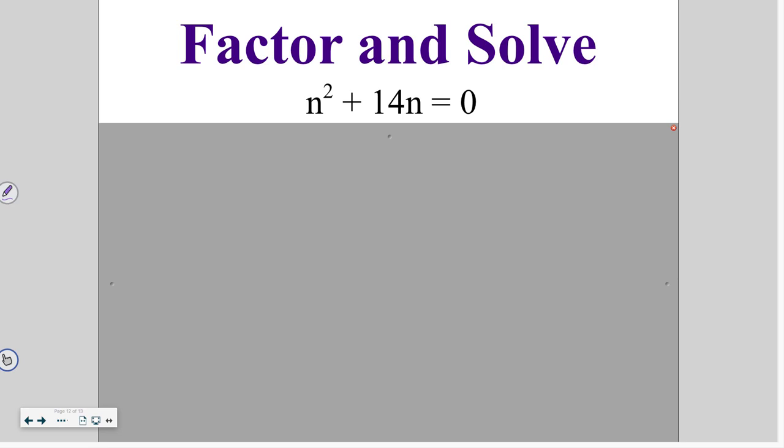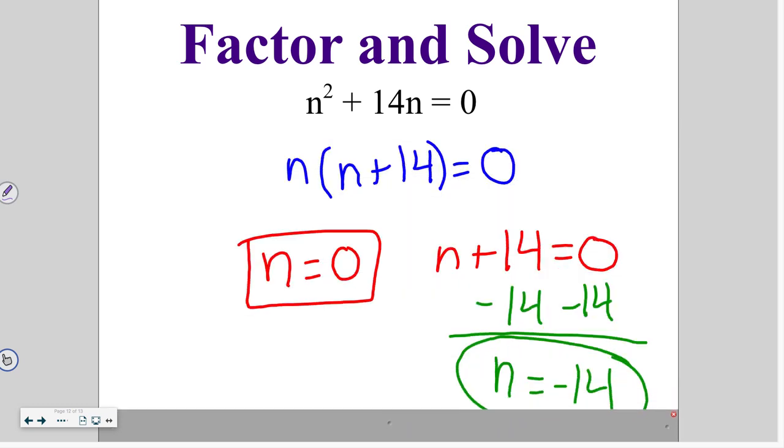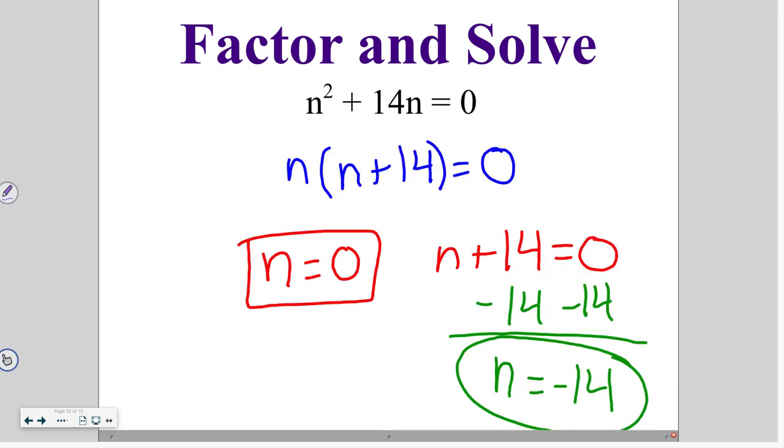Go ahead and factor this one to find the solutions on your own. It's already set equal to 0, so all you need to do is pull that n out from both terms. You get n and then in parentheses n plus 14. That is equal to 0. Setting the first part equal to 0, you get n is equal to 0. Solving for the second part, you get n is equal to negative 14.